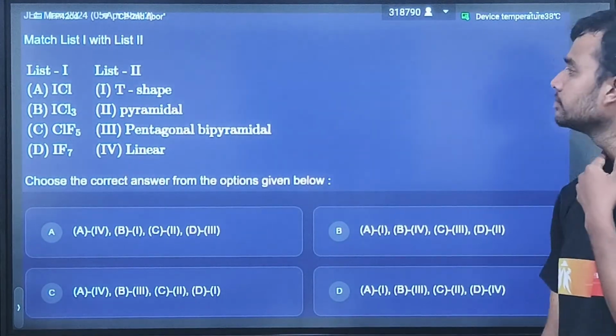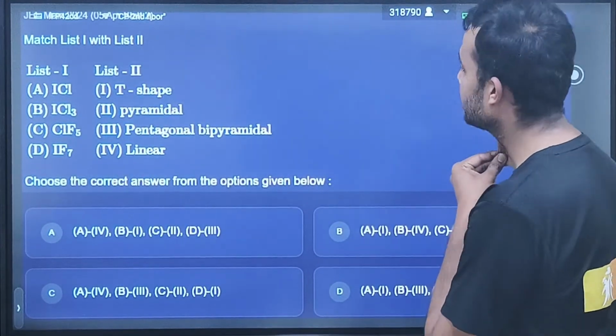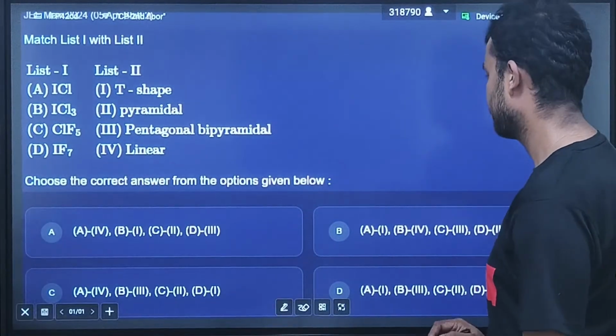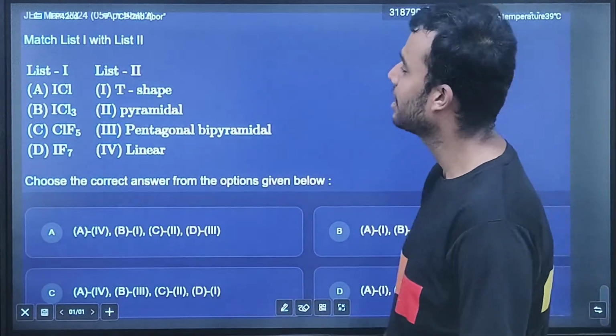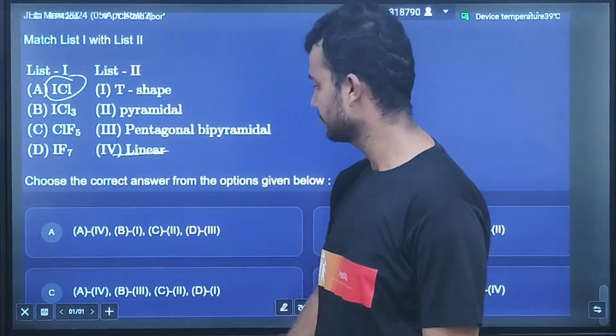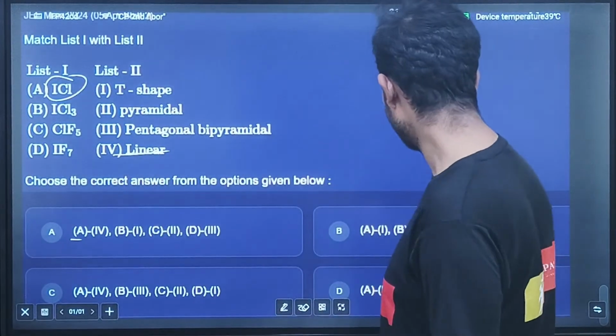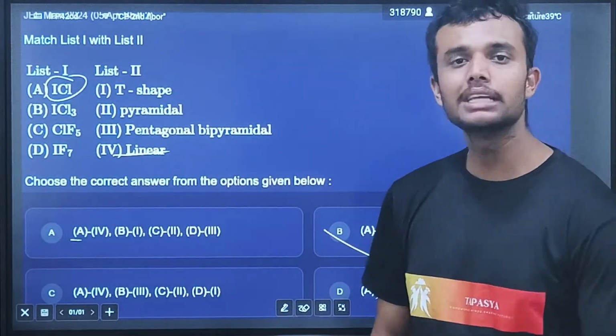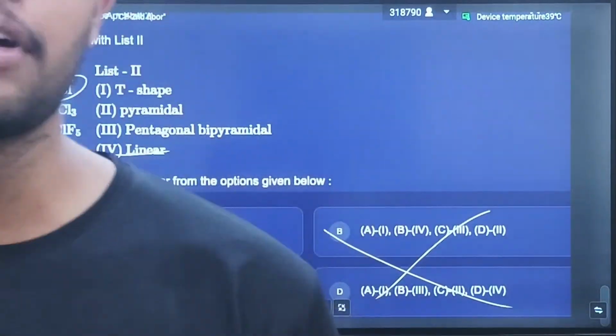Again, the same thing, guys. Match the list with the geometry. Okay, here we can easily say ICl2 minus means linear shape. A is 4. Okay, you can easily eliminate these two and then get the answer. Fast. Tell me the answer in the chat section. You have 30 seconds. Fast.